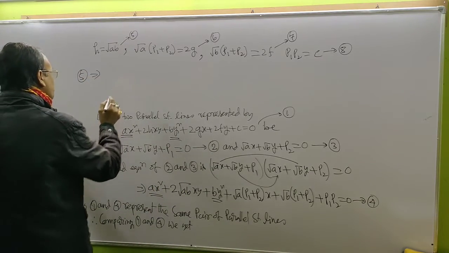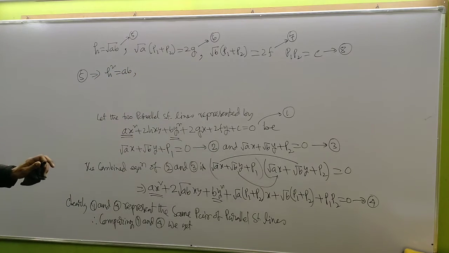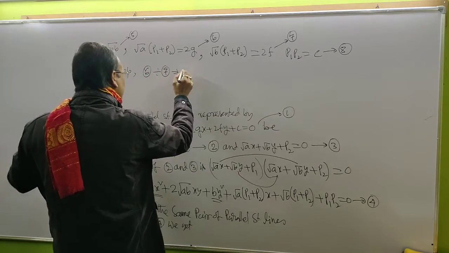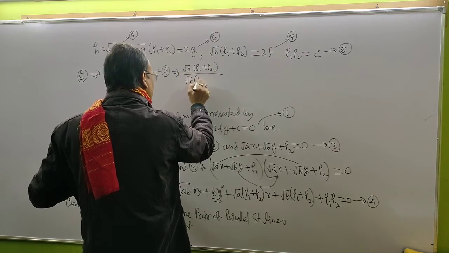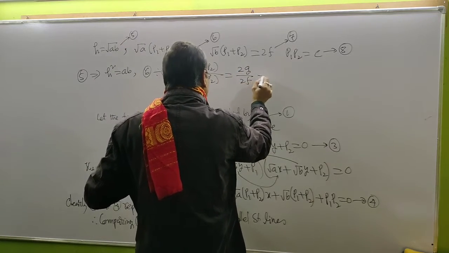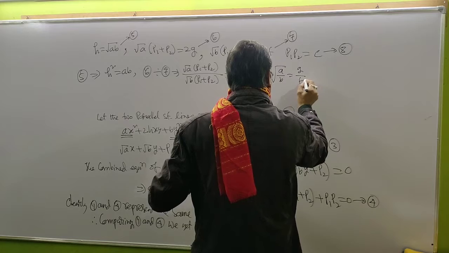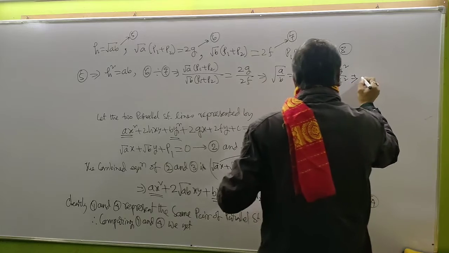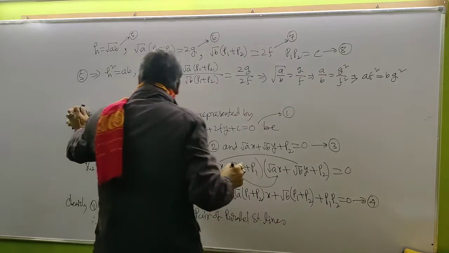From 5 you will get h square equal to ab. 6 divided by 7 implies root a into p1 plus p2 divided by root b into p1 plus p2 is equal to twice g by twice f. This means root over a by b equal to g by f. This means a by b equal to g square by f square. This means a f square equal to b g square. You will get this.